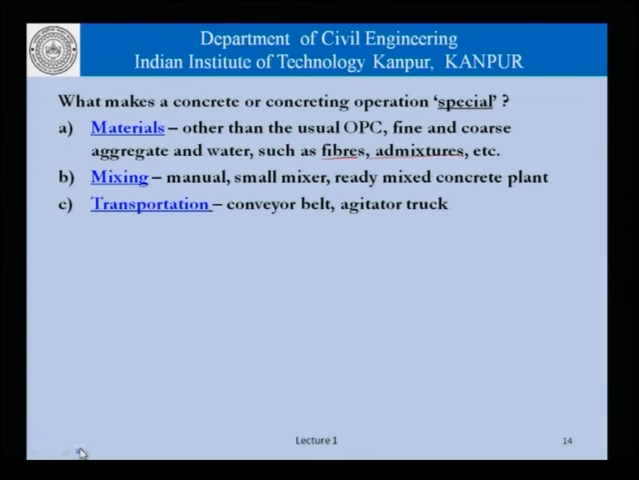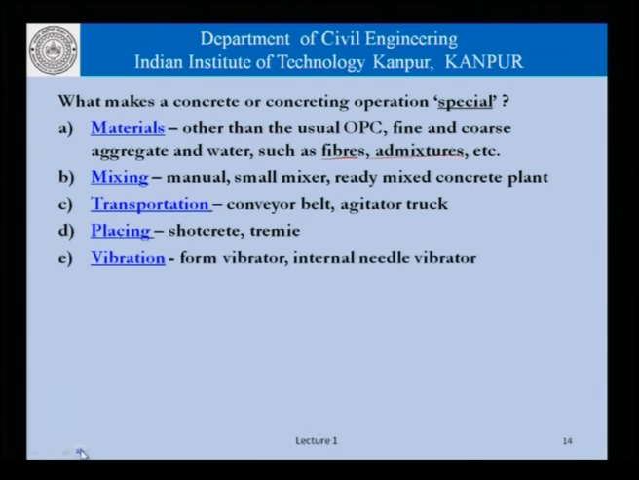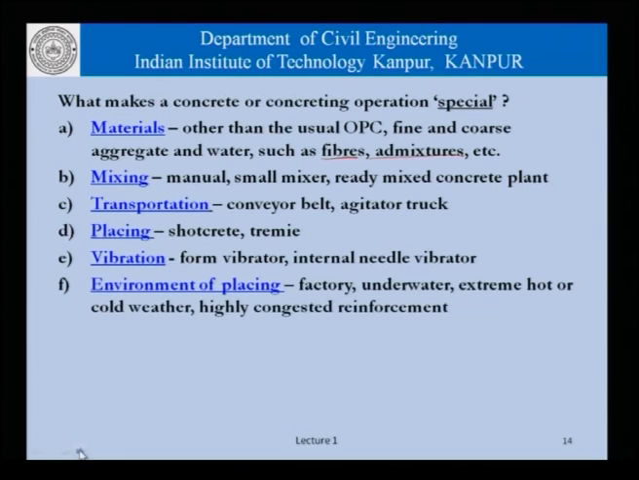Transportation. Concrete can be transported in different ways. Conveyor belts, agitator trucks. Placing issues. Concrete is placed with shotcrete or tremie. Vibration. Concrete could be form vibrated, it could be needle vibrated. The environment of placing, where the concrete is actually placed. For example, in a factory, and that's where we make precast concrete elements, beams, girders, and so on. If it's underwater, it could be extreme hot or cold weather, or if the structure happens to be highly congested. Then the kind of concrete that is required in any of these environments is quite different.